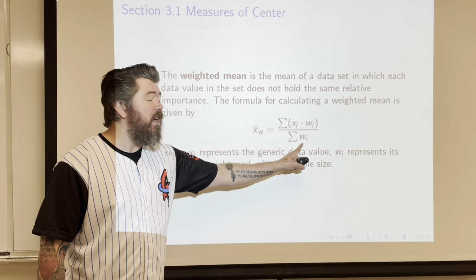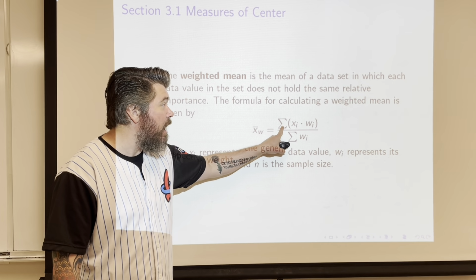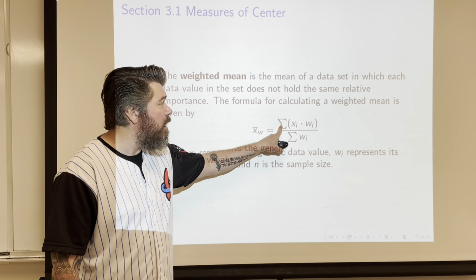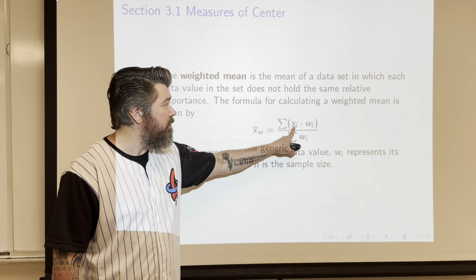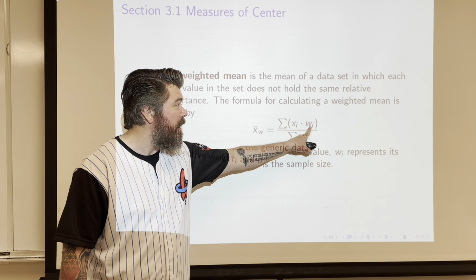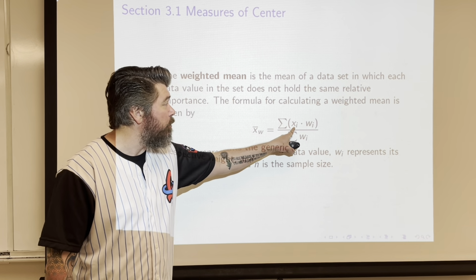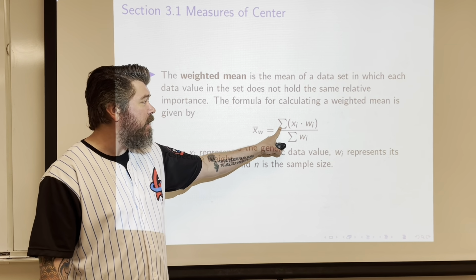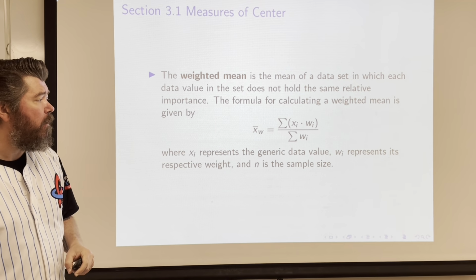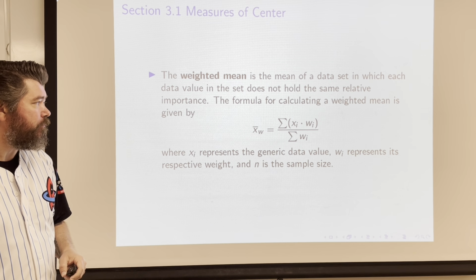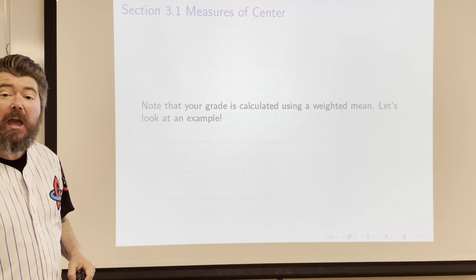Now, again, we have a formula using our mathematical notation. This says the sum, remember sigma is sum, of what we're going to do is take our xi's, these are our data values, and multiply them by their respective weights. And then we're going to sum all of those products. So we're going to multiply first, and then sum, and then take that answer and divide it by the sum of all of our weights here. Note that your grade is calculated using a weighted mean.